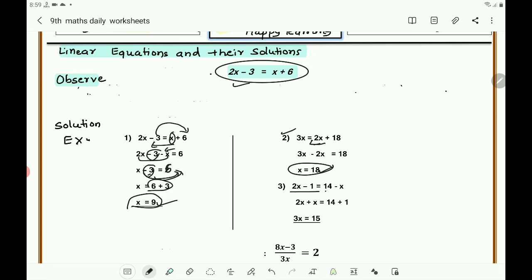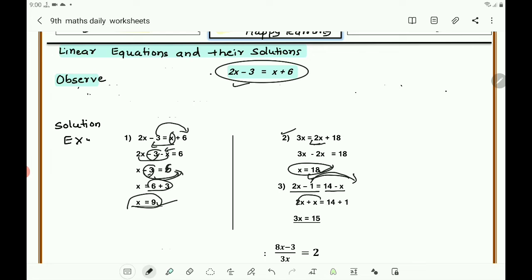2x minus 1 equals 14 minus x. Here you transfer this minus x to the LHS and minus 1 to the RHS. When this minus x is transferred to LHS, it becomes plus x. Then this minus 1 is transferred to RHS, it becomes plus 1. So by transferring minus x to the LHS and minus 1 to the RHS, you will get 2x plus x equals 14 plus 1.